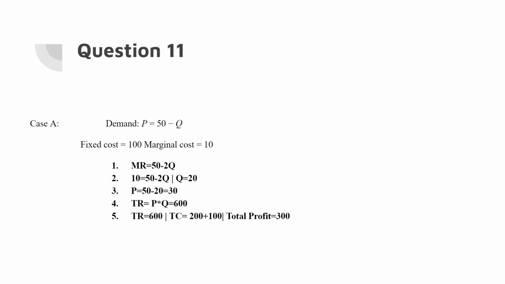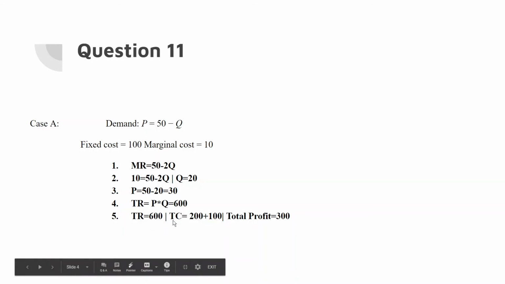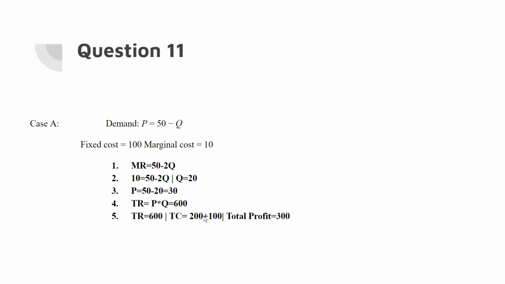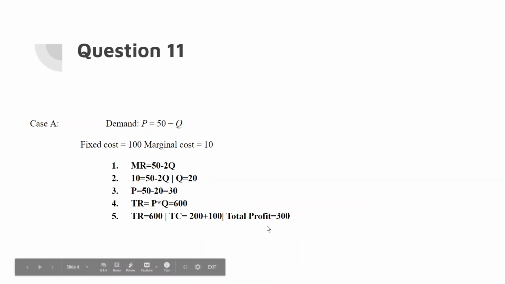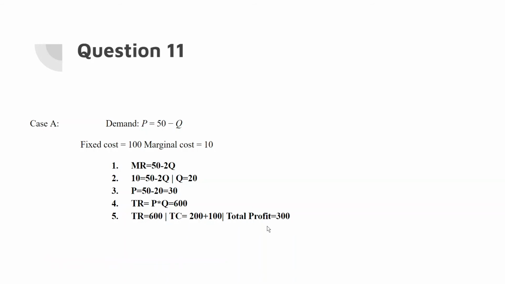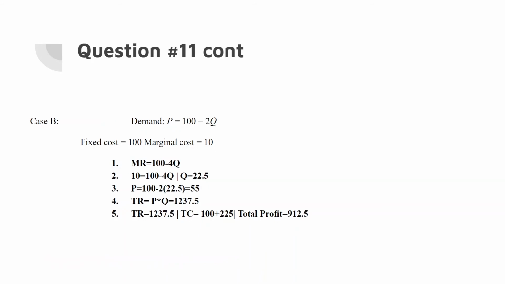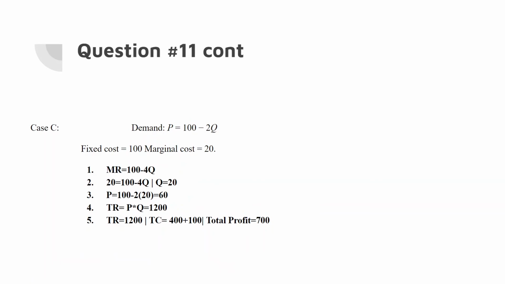Now, with question number 11, first with part A, case A, you use the marginal revenue formula, and then you plug in the marginal cost into the marginal revenue formula to solve for Q. Once you solve for Q, you solve for P. Then you can solve for TR, which is just P times Q. Then you multiply the marginal cost times Q to figure out the total costs, add on the fixed cost, and then you get your total profit, which in case A is 300, in case B is 912.50, and in case C is 700.